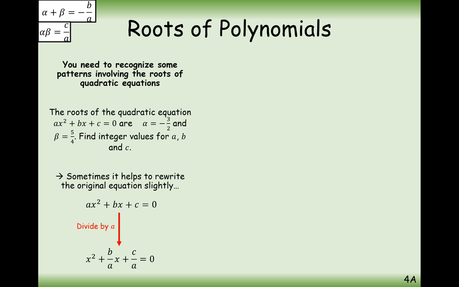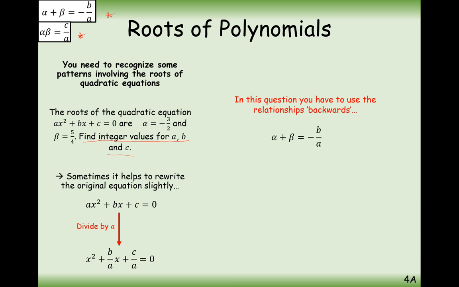Okay, so here is what we're looking for. We're looking to have x squared plus b over a, x plus c over a equaling 0. We've got two formulas to be able to work out b over a and c over a. And then given that our answer wants it as integers, we'll just have to times by a at the end.